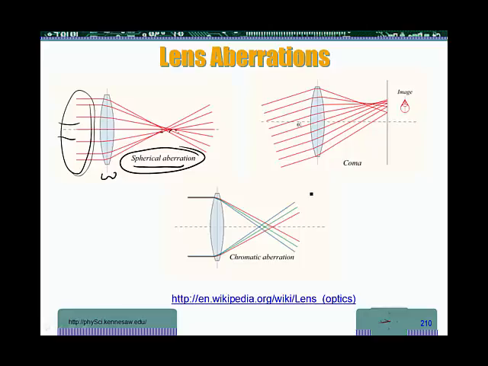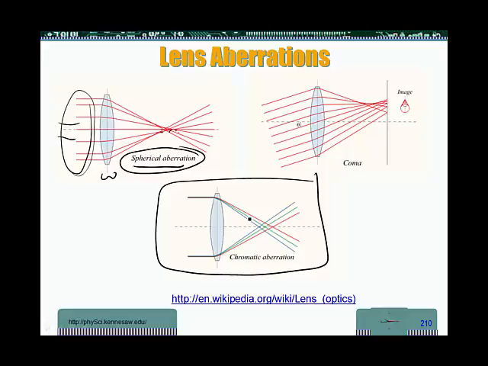Another common aberration is what we call chromatic aberration. Chromatic aberration is due to the fact that the index of refraction of light depends on the wavelength of the light. And remember, when we talked about prisms, actually blue light gets bent more than red light. So in chromatic aberrations, we are going to have a smaller focal length for the lens for blue light than for red light.